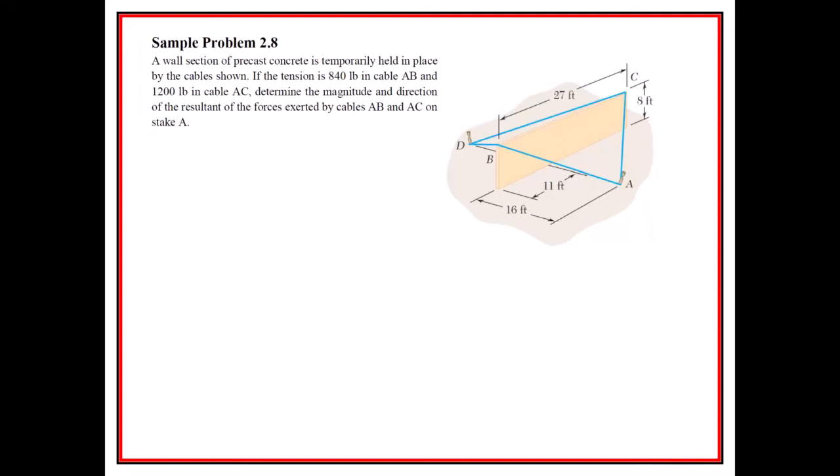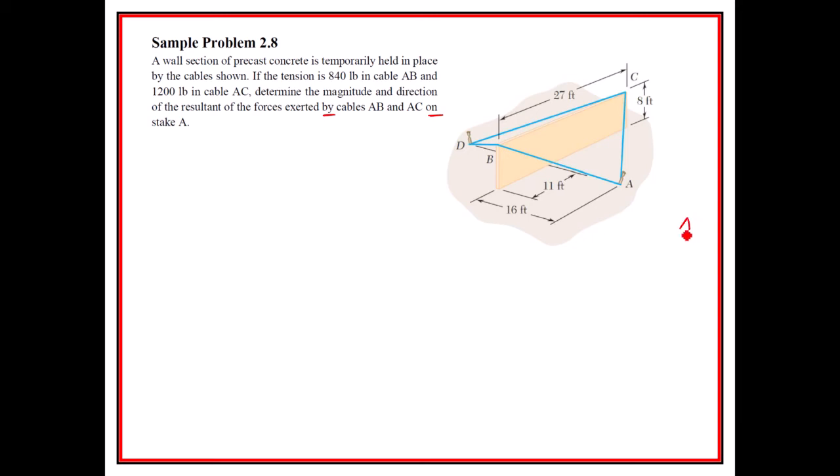All right, so here's sample problem 2.8. This is class 4. We're set up with a wall section of precast concrete temporarily held in place by cables. That looks dangerous. If the tension is 840 pounds in cable AB and 1,200 pounds in cable AC, determine the magnitude and direction of the resultant of the forces exerted by the cables on stake A.